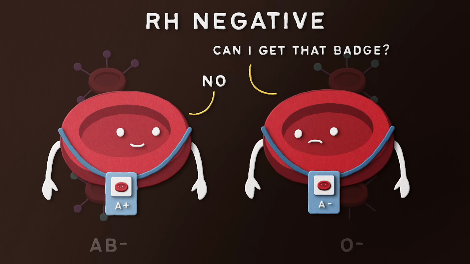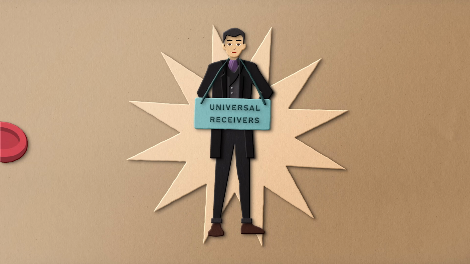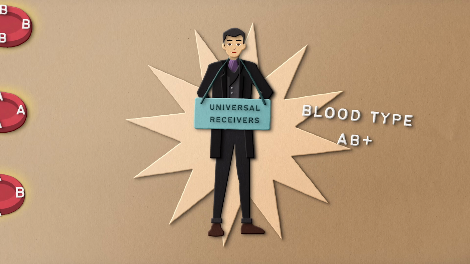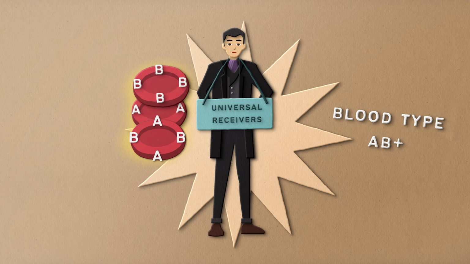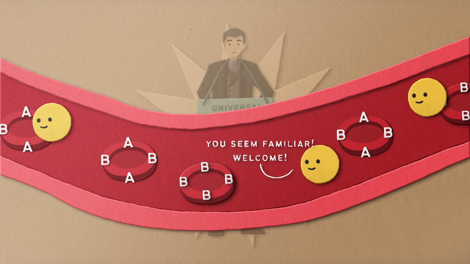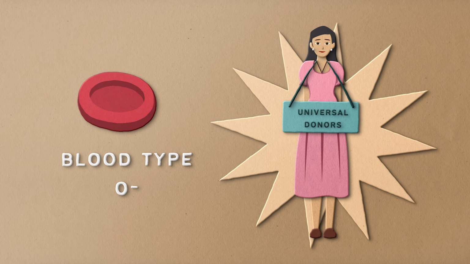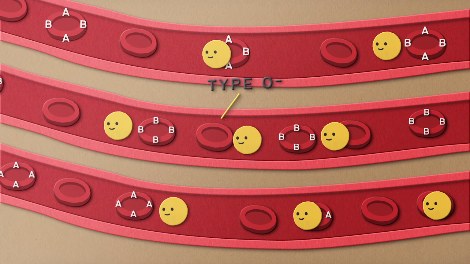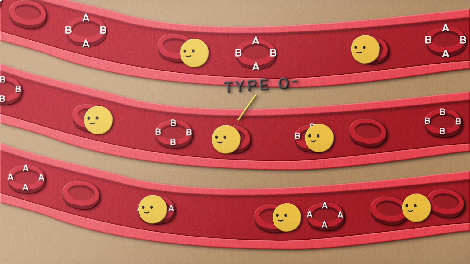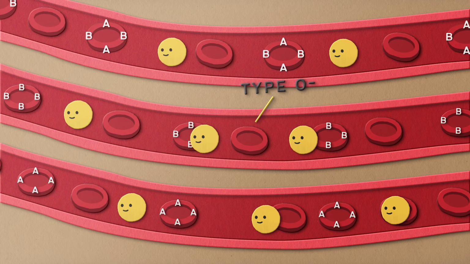All of what we have just learned tells us that people with AB positive blood types are considered universal receivers because their immune system will not react to any other blood type. They basically say, hey, I can recognize every sticker and badge, so bring it on. While people with O negative blood types are universal donors, O negative blood types are the ultimate ninjas. Since they don't have any sticker or badge, they can sneak into anybody unnoticed without waking up the immune system.